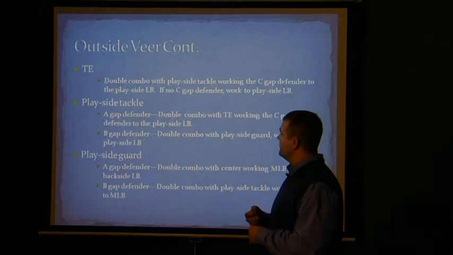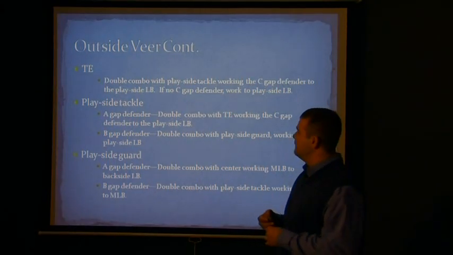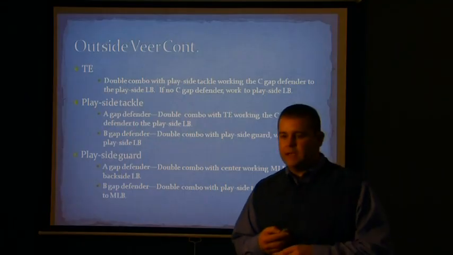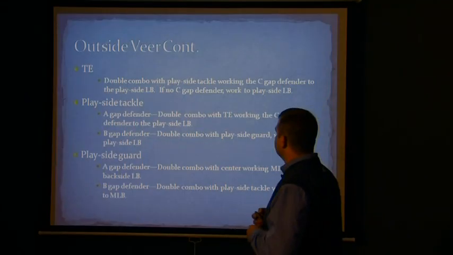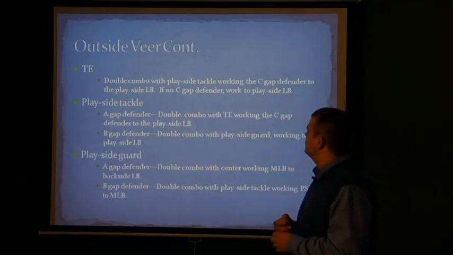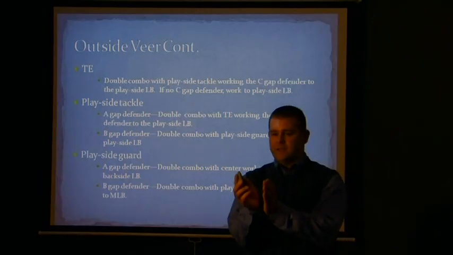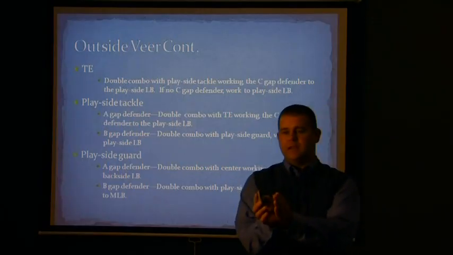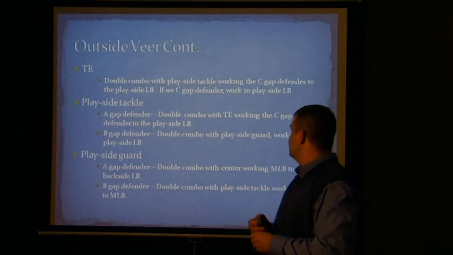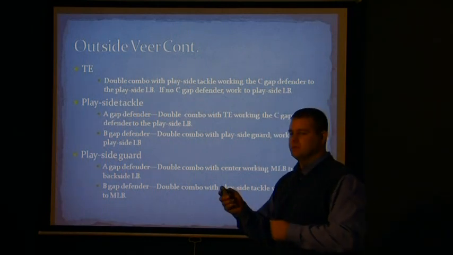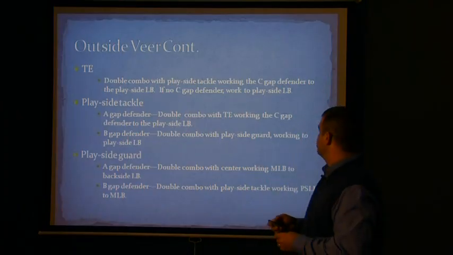Okay, let's look at the tight end and tackle kind of together here. We want a double combo with the tight end and the tackle, and really try to create that C-gap opening there so we can read that outside defender or that 9 technique. Very important that we do that. If that C-gap player, that 5 technique or a 4 technique, ends up slanting inside, we immediately work to the play side linebacker. So our double team concept is a double on that C-gap defender, now working to the play side.